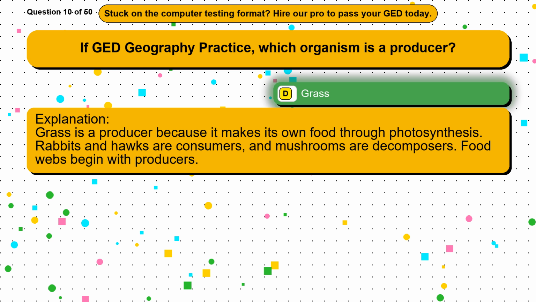Rabbits and hawks are consumers, and mushrooms are decomposers. Food webs begin with producers.